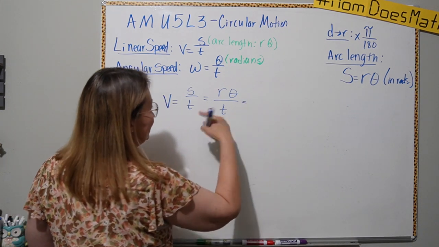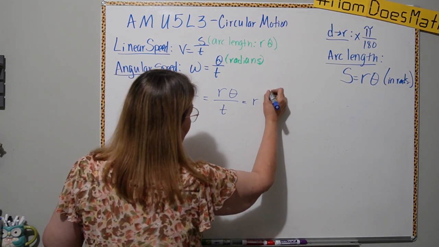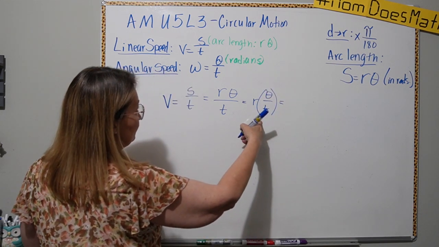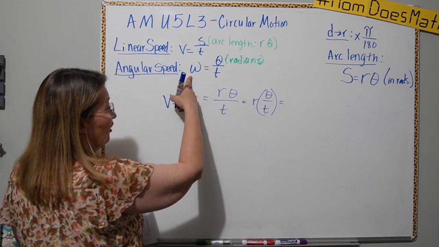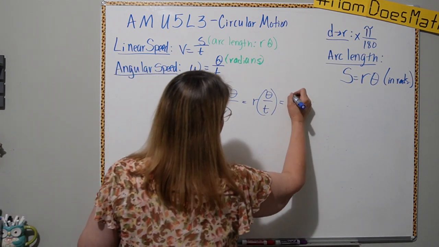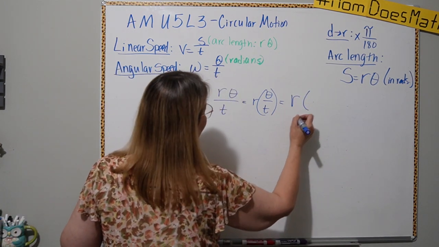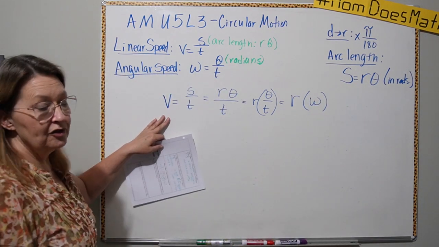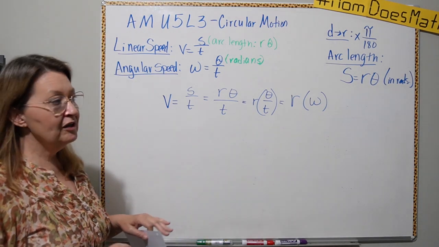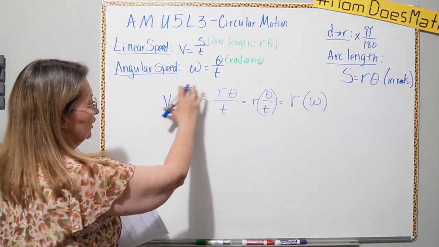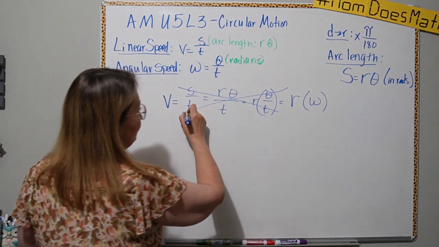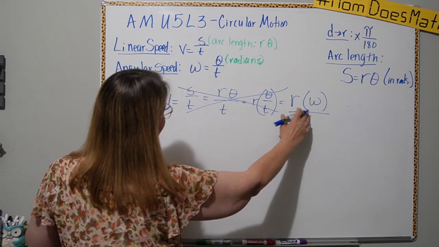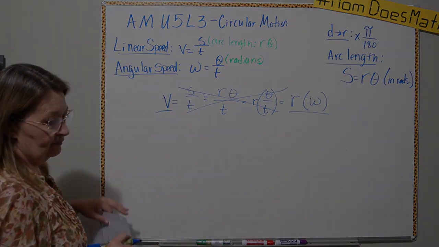If we separated this so that we had r times theta over T, what is theta over T? Well, we would come back up here and go backwards. That's actually angular speed. So you can multiply your radius times an angular speed and get your linear speed. It's going to be a little bit of a shortcut, and you don't have to go through all this. This was a proof to show you that your linear speed is equal to the radius times your angular speed.